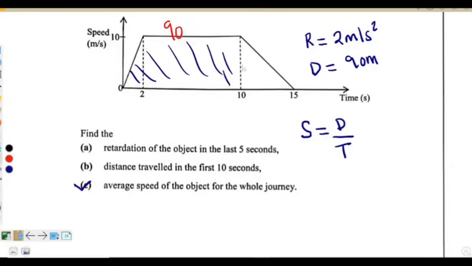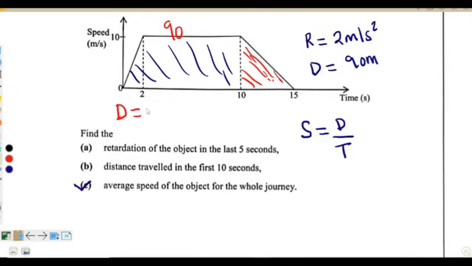90. So let us just find the distance in the last 5 seconds. Find the distance for this, then when we find the distance for this, we add to this 90. That means we have the distance for the whole journey, okay? So this is a triangle. So distance under the triangle is same as area, because this is a graph.